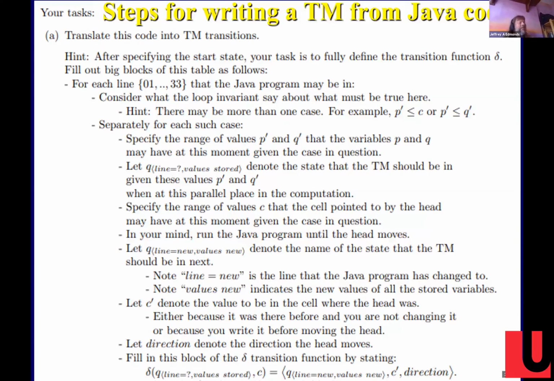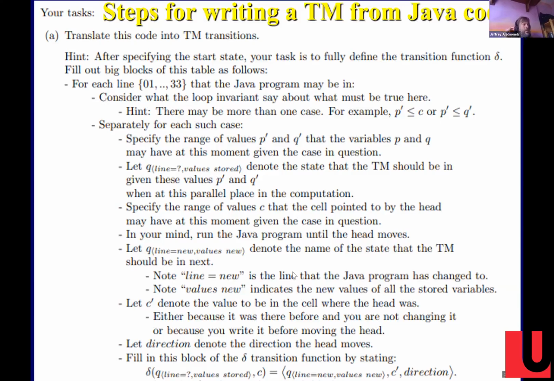Run the Java code until what happens? Until the head moves, because when the head moves, then you have to do a delta transition. So run it until the head moves. And here I said, oh, look, it's scary, I have 33 lines of Java code. Well, you're not going to have to do all these lines, because when you start at maybe line 1, it's going to run for a while until you move the head. So some of them you get all in one go. So you run the Java code, and you keep running it until the head moves.